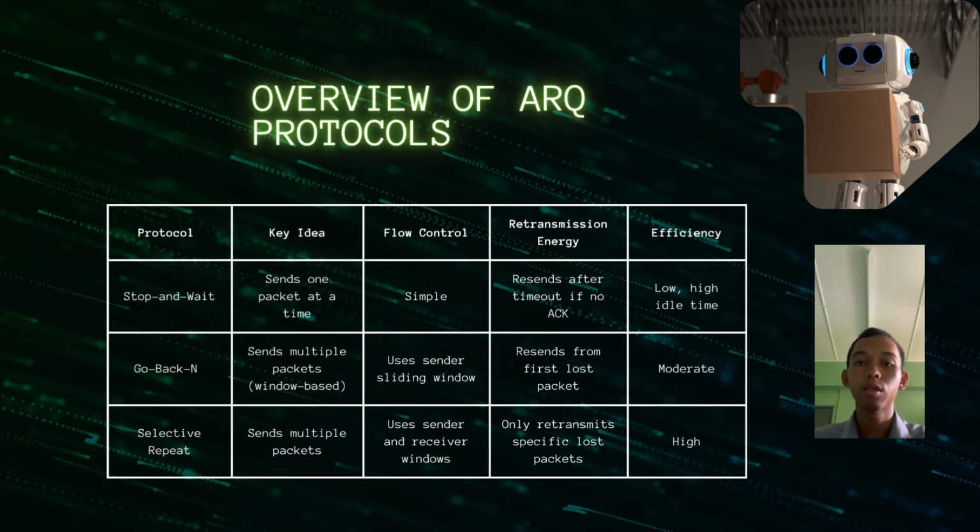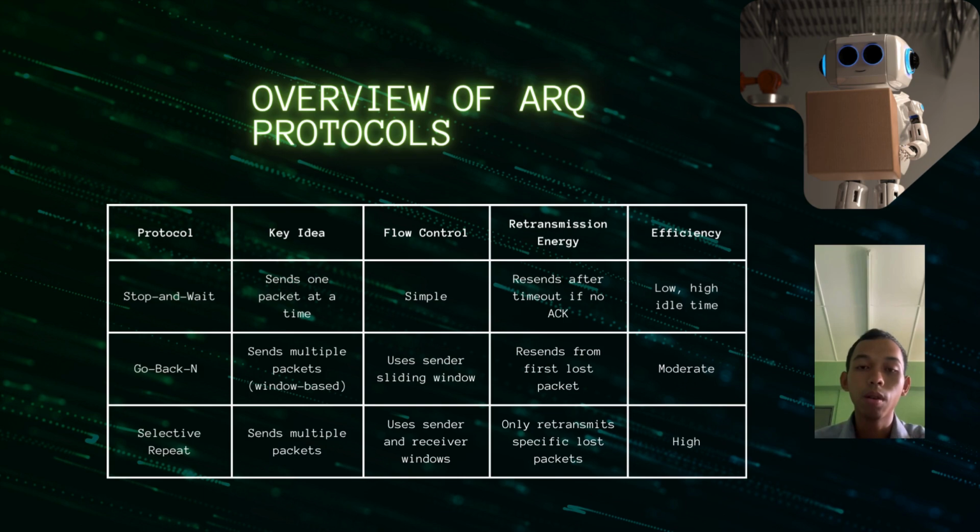Now, let's look at the different types of ARQ protocols. First is stop and wait. This one is very simple. It sends one packet at a time and waits for an acknowledgement before sending the next. It's easy to manage but not very efficient because of high idle time.